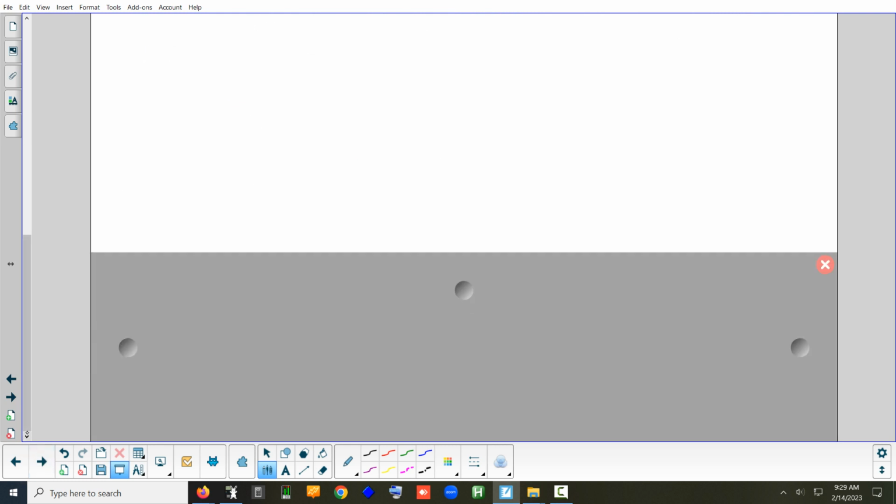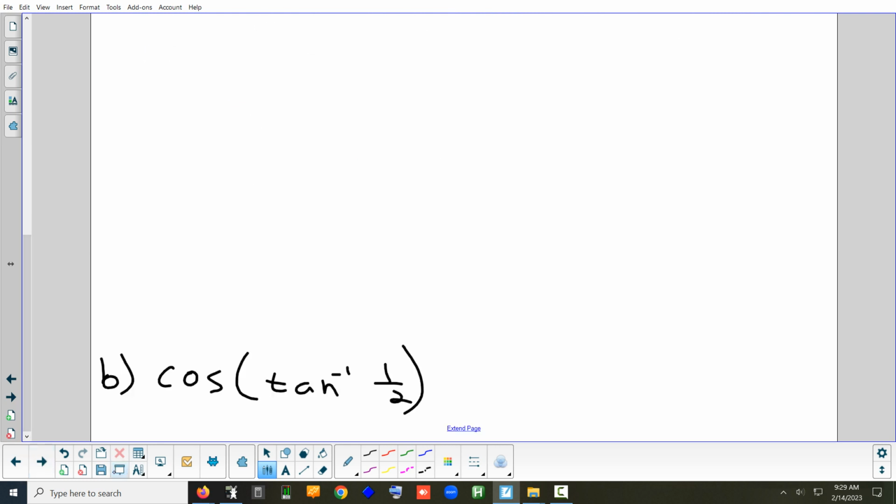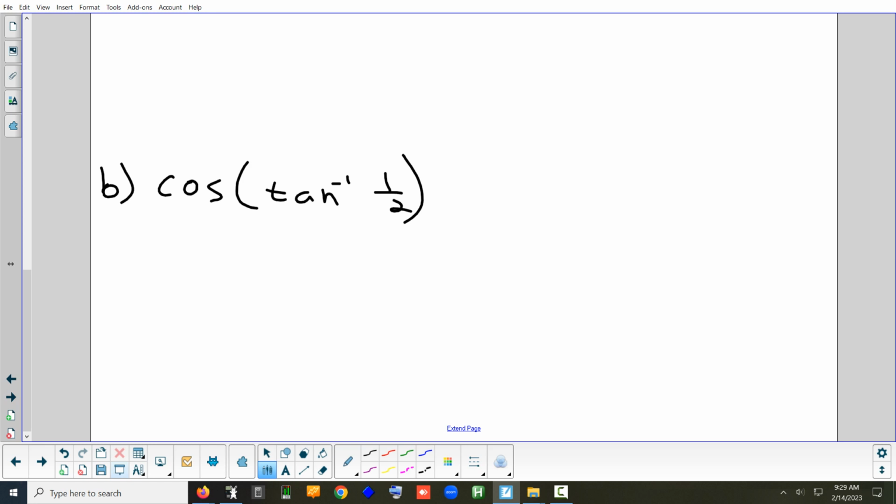All right, let's try this one. Okay, same type of problem again, but this time, when you go to label your sides in your triangle, you have actual numbers. You don't have a V and a 1. You have a 1 and a 2. So everything in this problem is going to be numeric.